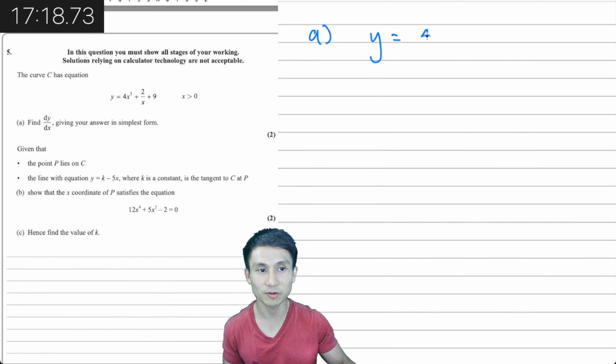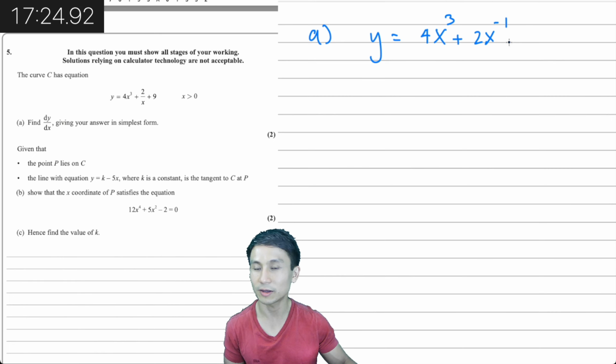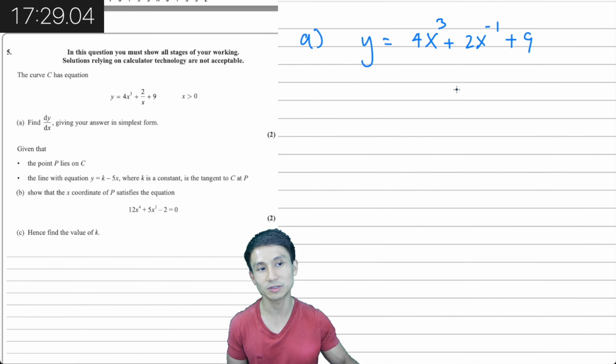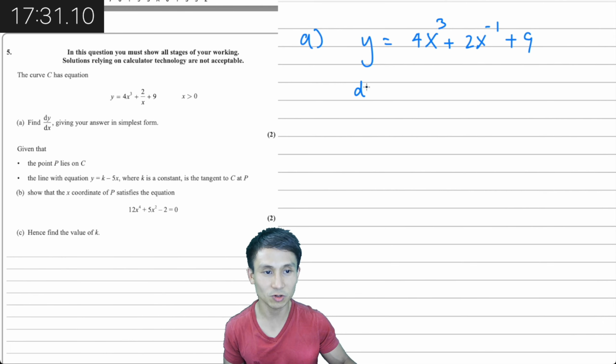So we do 4x to the 3 plus 2 to the 2 times x to the minus 1, and then plus 9. That's just simply the first step usually. And then when we do dy by dx, we use the power rule for differentiation. We bring the power down to multiply first, we get 12, and then we minus the power by 1, so we get x to the 2.